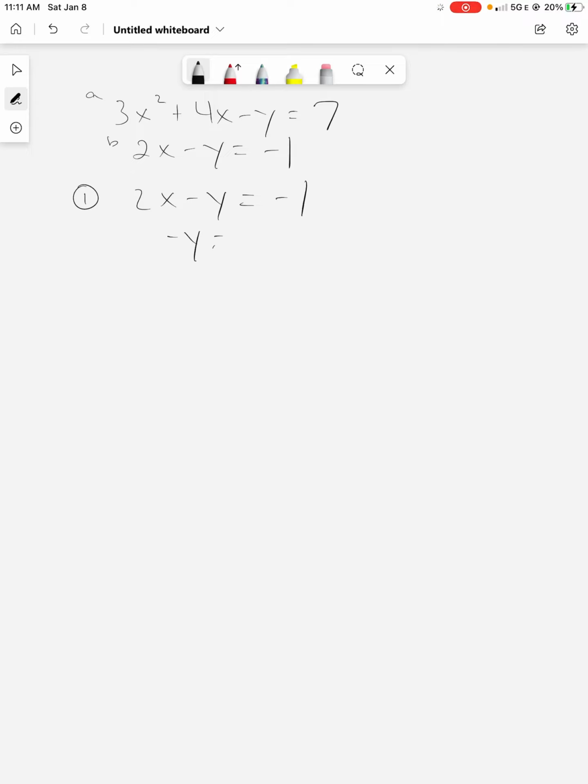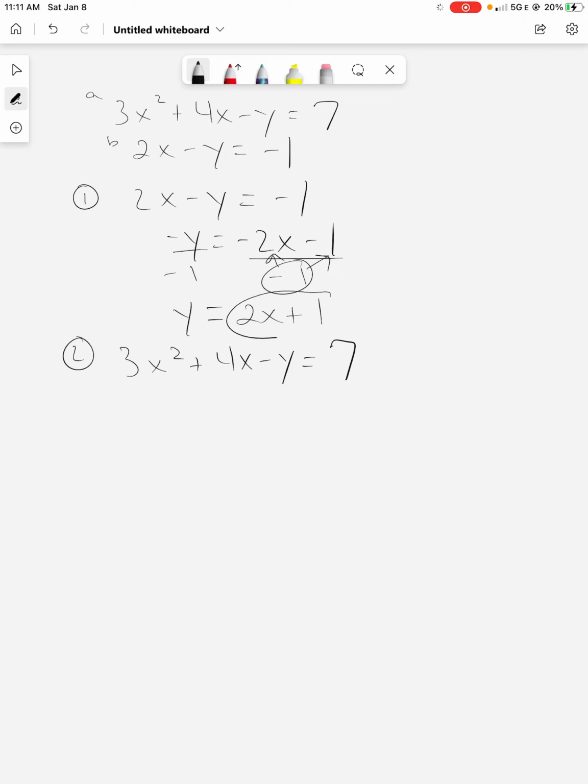I'm going to subtract 2x from both sides, and then divide both sides by negative 1. So on the left I'll have y, and then this negative 1 has to be distributed to both of these terms, so I'll have 2x plus 1. Now I'm going to take my first equation, 3x squared plus 4x minus y equals 7, and substitute this in place of y. So I'll have minus (2x plus 1) equals 7. Notice I put that in parentheses because the minus does apply to the whole thing, right?